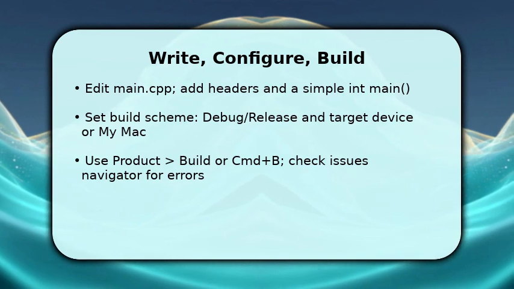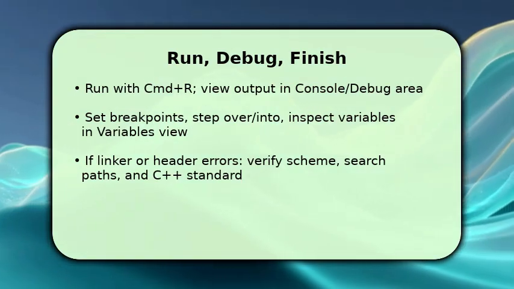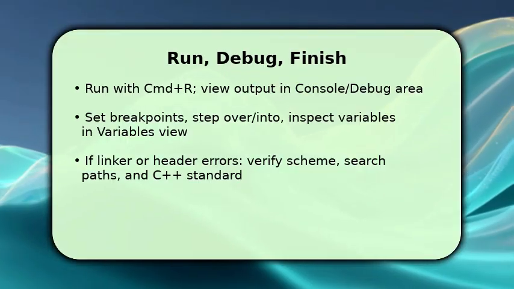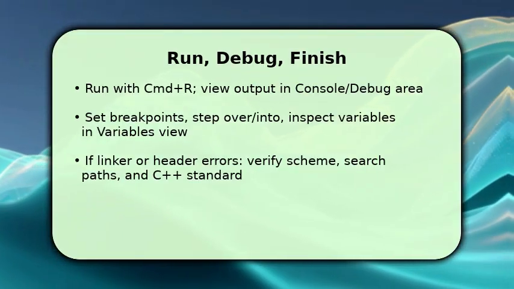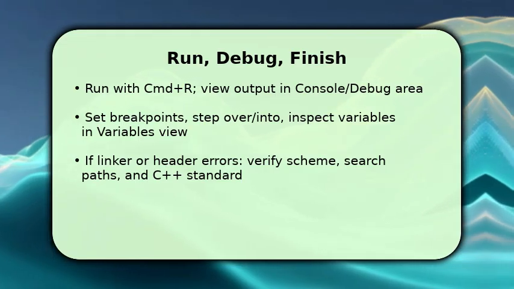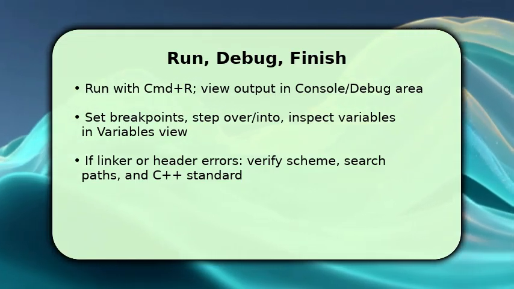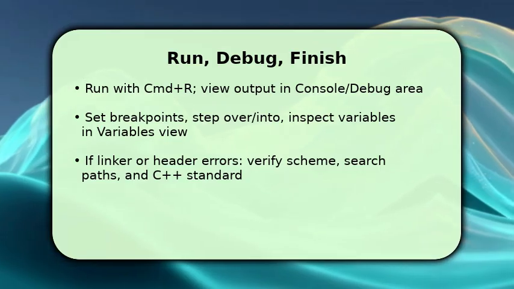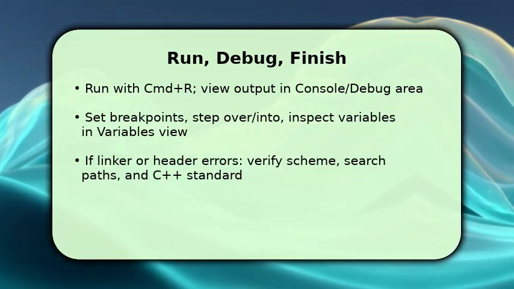You finish by running and debugging. Press CMD+R to launch. The console shows stdout. To inspect behavior, set breakpoints in the gutter and use step over or step into to trace execution. Watch variables in the variables view to understand state. When happy, change scheme to release to optimize.